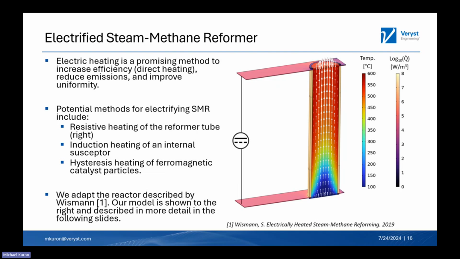Similarly, induction heating of a susceptor that is internal to the reformer tube. And finally, hysteresis heating of ferromagnetic catalyst particles, which provides for a more distributed heating mechanism. So we adapt a reactor described in the reference shown below and explore how each of these three heating mechanisms work and what are the equations that we're solving in COMSOL to understand the reactor performance.